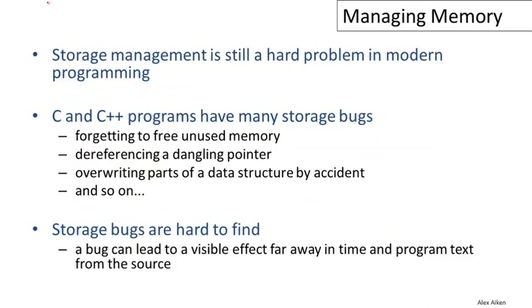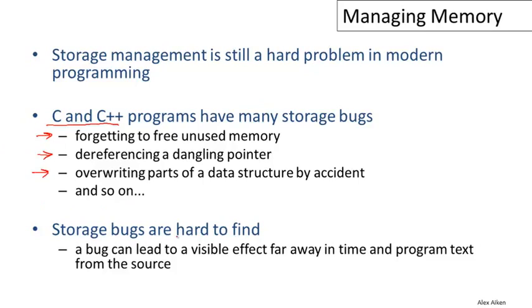If one has to manage memory manually, meaning you have to do all the allocation and deallocation explicitly yourself, that is a hard way to program and leads to certain kinds of bugs that are very difficult to eliminate from programs. These days, you see this primarily in C and C++ programs. Those are the main languages that have manual memory management. And the kinds of storage bugs you can get are things like forgetting to free unused memory, which means a memory leak, dereferencing dangling pointers, and overwriting parts of a data structure unintentionally. There are actually a few more, although these are probably the three most common problems.